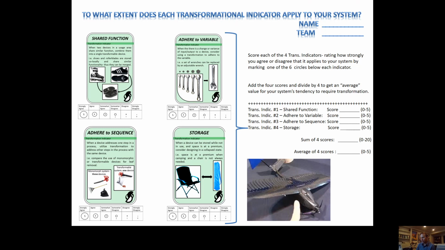They don't need to happen in parallel, so you can get a high value there. Is storage important? Yes, so you give a high score there. And you add those up and create an average score.